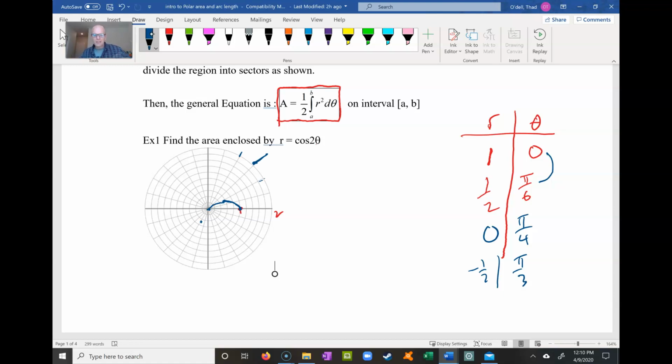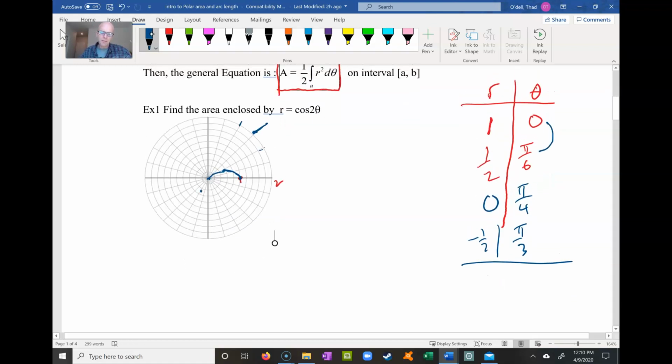Now, because cosine is symmetrical and it repeats itself a lot, if we remember our trigonometry, we know that the period is equal to 2 pi divided by 2, right? So that would be pi. So we know this thing is going to start repeating itself after pi. So by the time I get to pi, it just repeats itself.